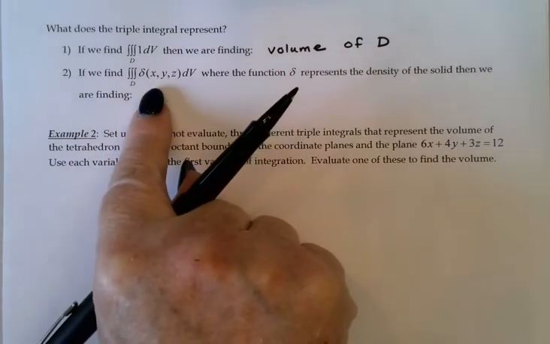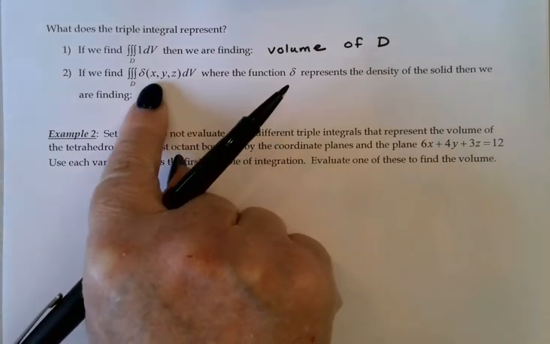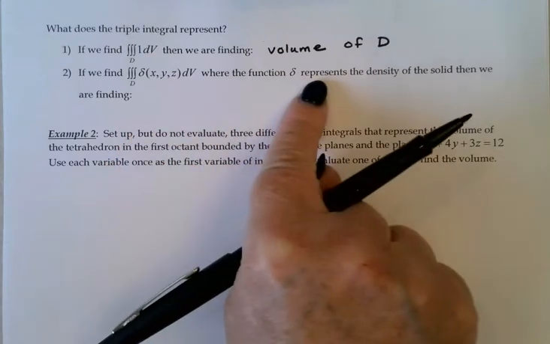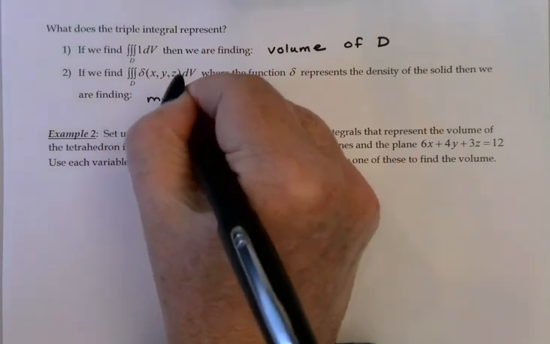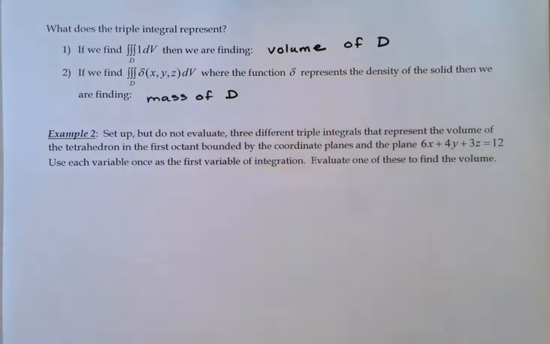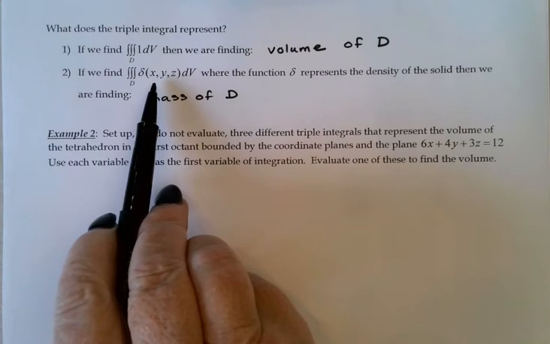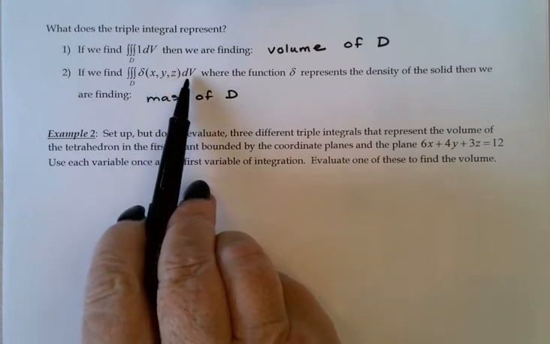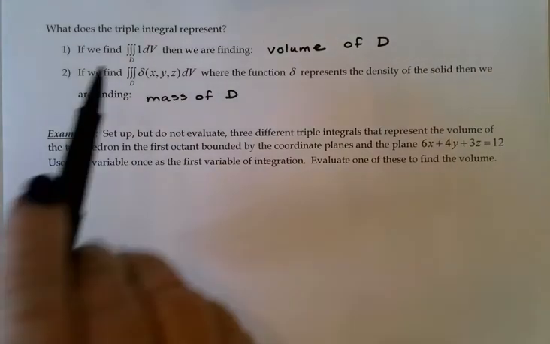If we need to find the integral of some other function, dV, one nice interpretation is if that function itself represents the density of the solid, then we're actually finding the mass of D. This is especially interesting when we have a non-constant density, an object that's more dense in some places than others. So we can multiply each piece of density by its own little piece of volume, and therefore account for variable densities in our objects. In our next example, we're going to be taking a look at a volume problem.